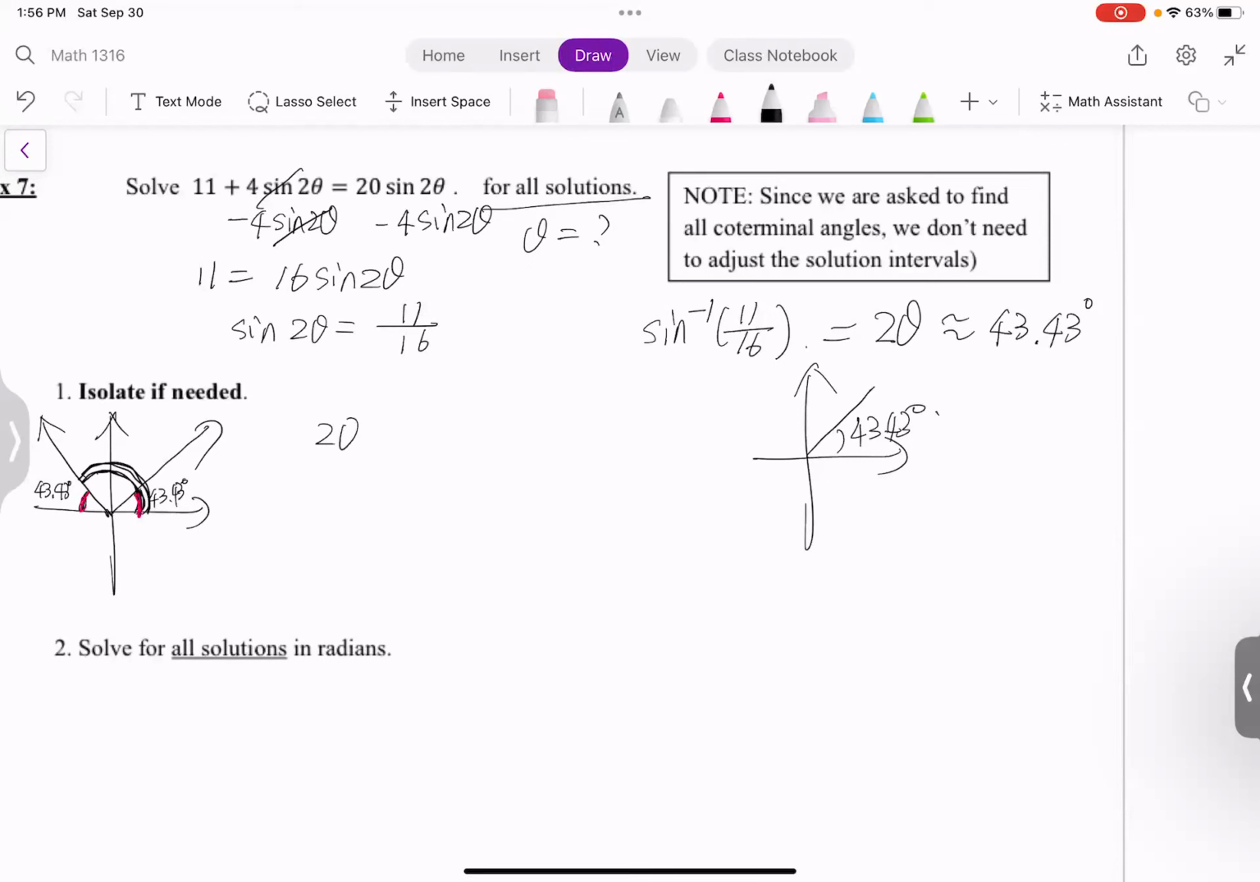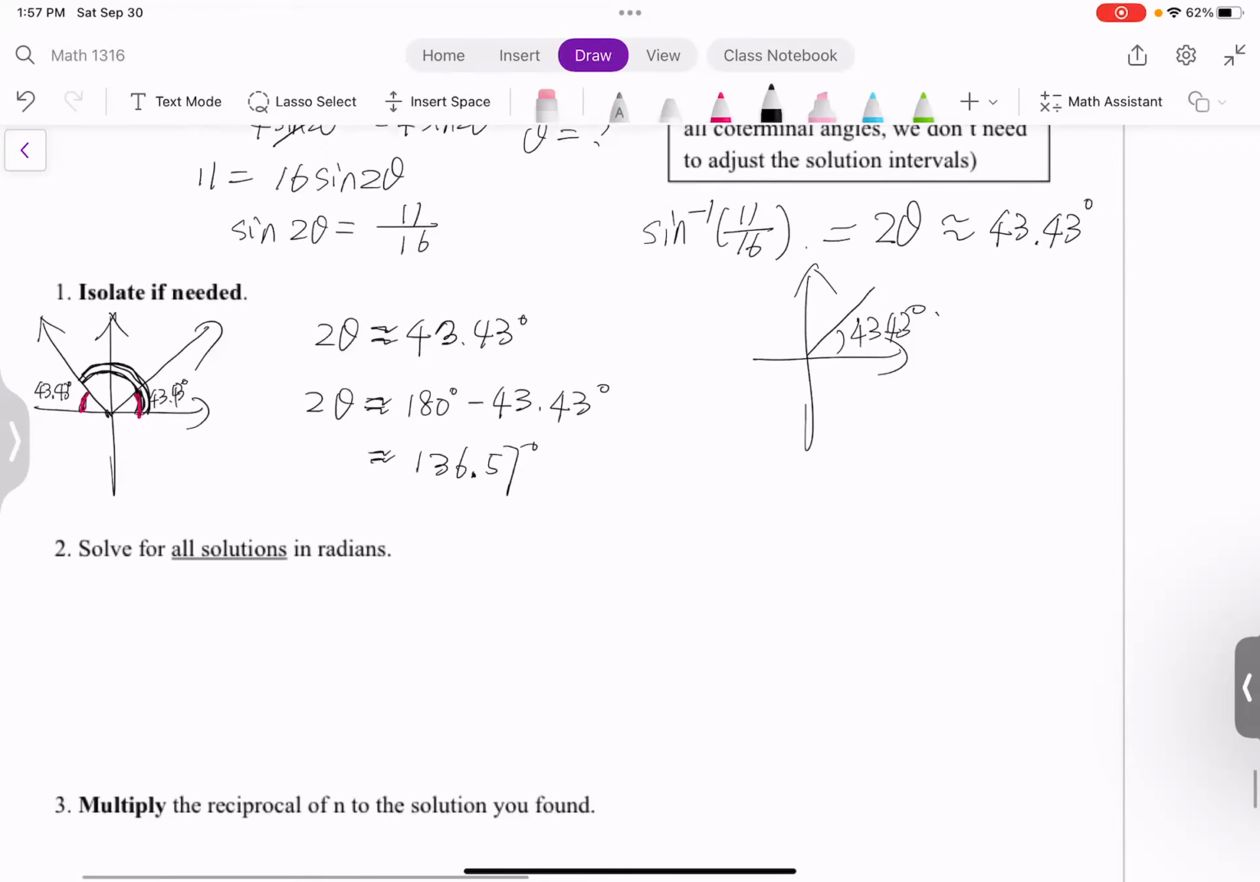So my 2 theta has 2 values. The first one is 43.43 degrees, and another angle in the second quadrant is 180 minus 43.43. We can use our calculator. You can say about or approximately, so if I'm using the calculator, it gives me 136.57 degrees.